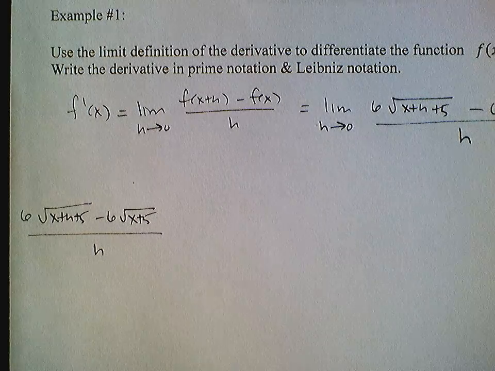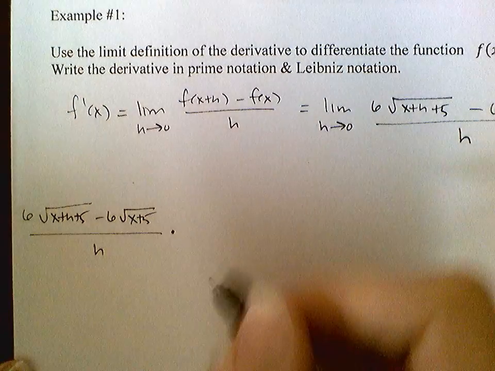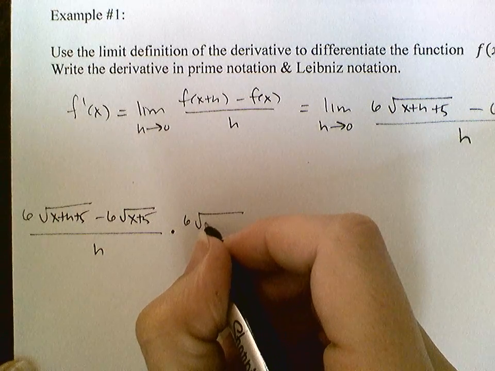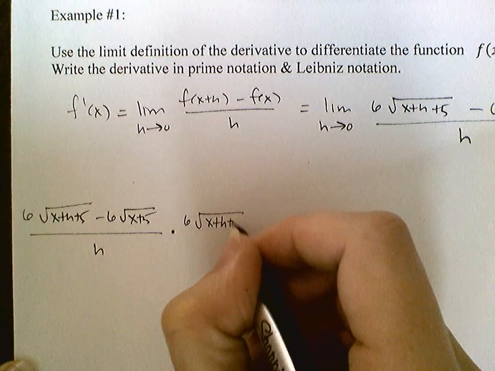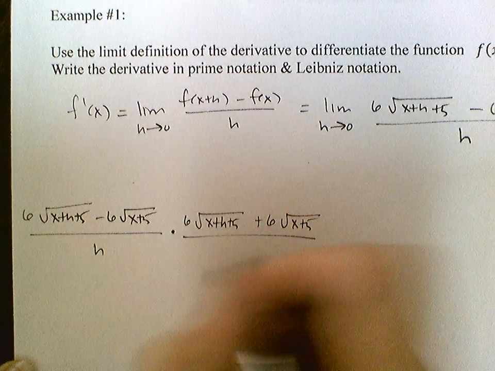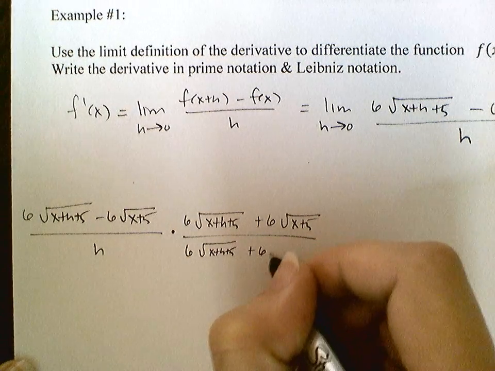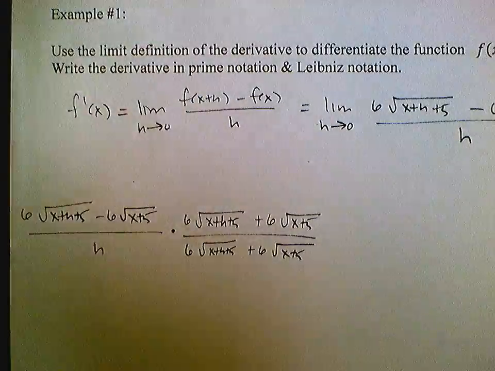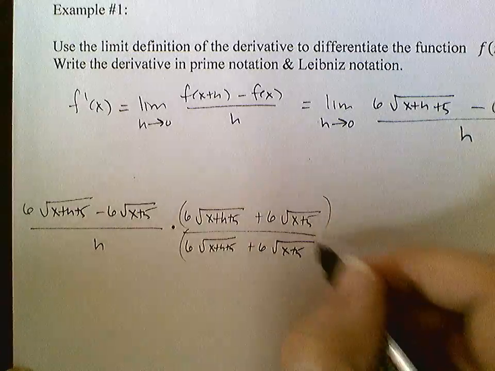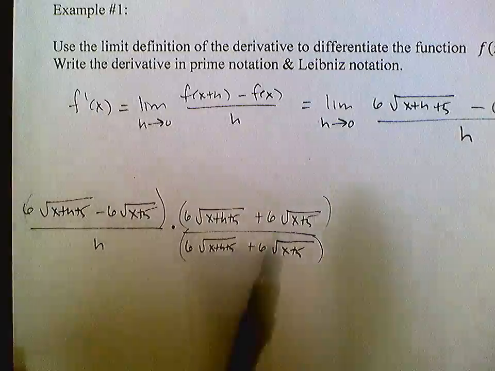Notice that there's radicals involved. So the strategy is to multiply by the conjugate over the conjugate. The conjugate is 6 radical x plus h plus 5 plus 6 radical x plus 5, over itself. And I'm using parentheses. Okay, so difference of two squares there.